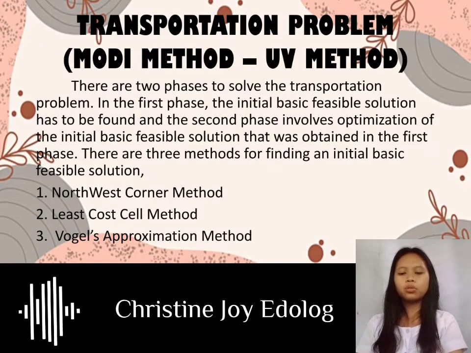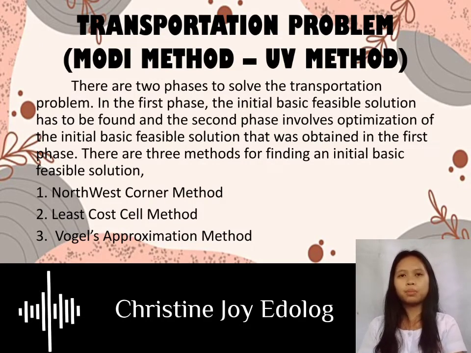Next, there are two phases to solve a transportation problem. In the first phase, the initial basic feasible solution has to be found, and the second phase involves optimization of the initial basic feasible solution that was obtained in the first phase. There are three methods for finding the initial basic feasible solution.